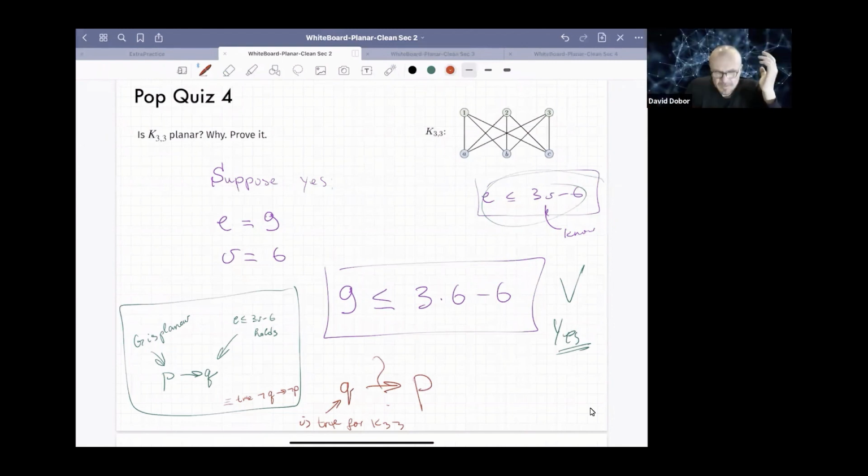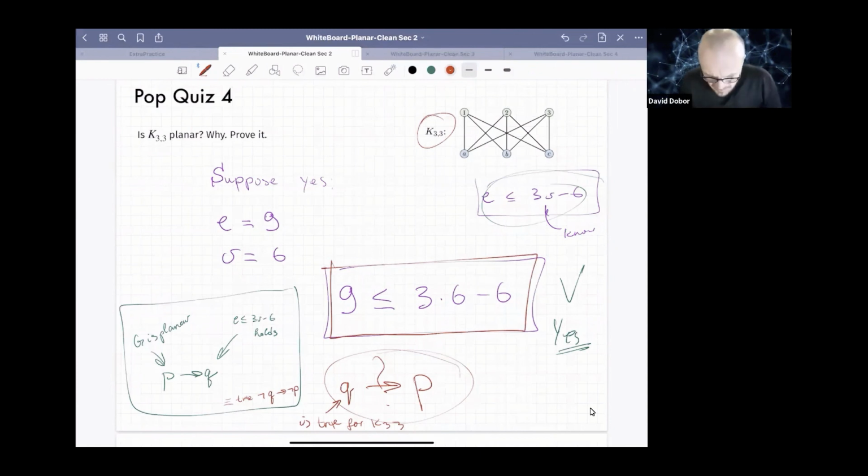In fact, it's false. This can be demonstrated very easily, but we don't have time for that. The point is that I never proved that Q implies P. The very fact that for K33 proposition Q holds, that is, the number of edges is less than or equal to 3 times vertices minus 6, does not imply G is planar. In fact, it turns out that G is not planar. Does that make sense? So the last piece was just logic.